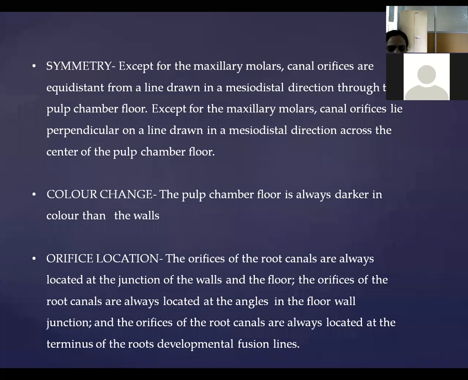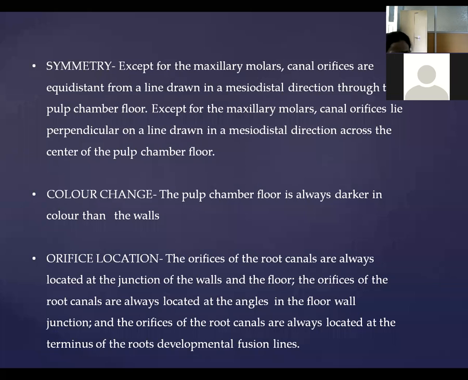Okay, so this is one rule for orifice location. The next rule is that these orifices are always located at the corners of the pulp chamber. They are not located on the walls of the pulp chamber. They are located at the corners. If it is a triangle, they are located at the corners of the triangle.